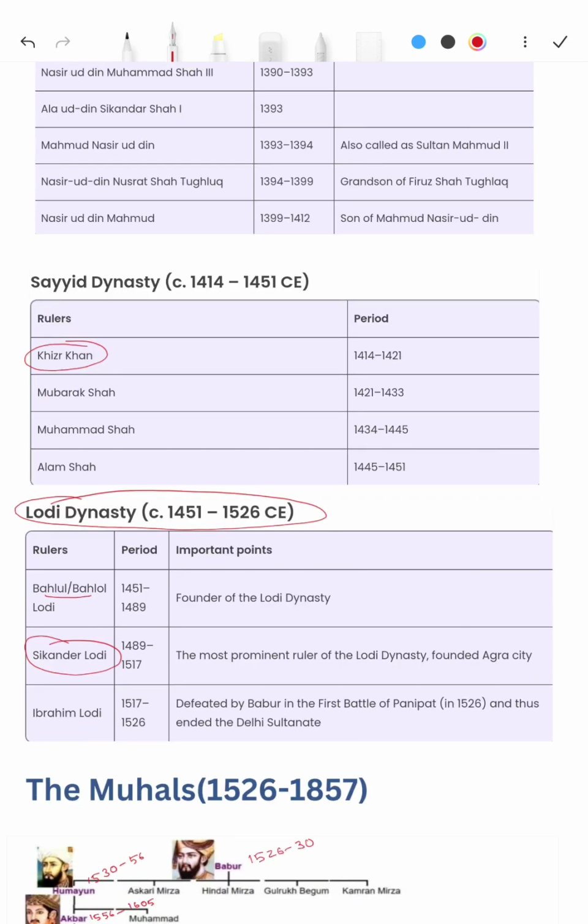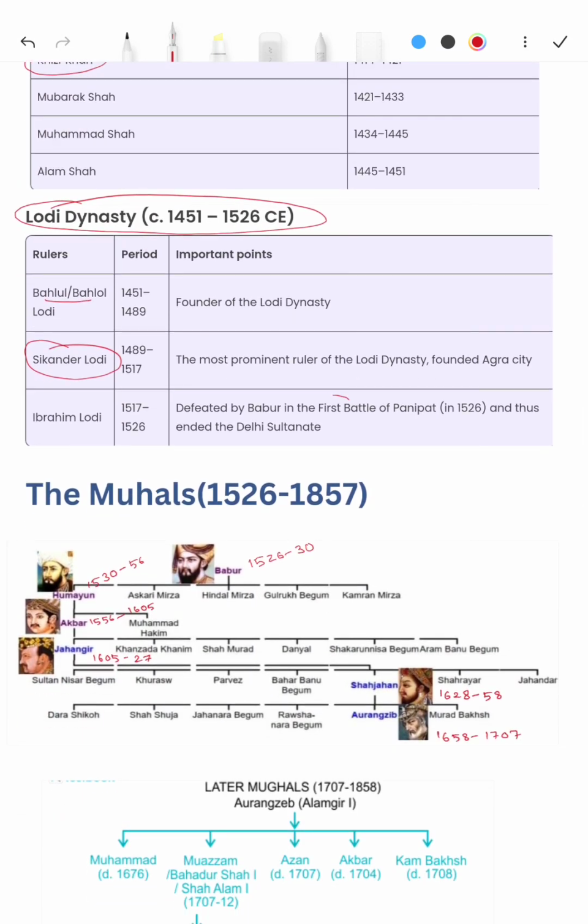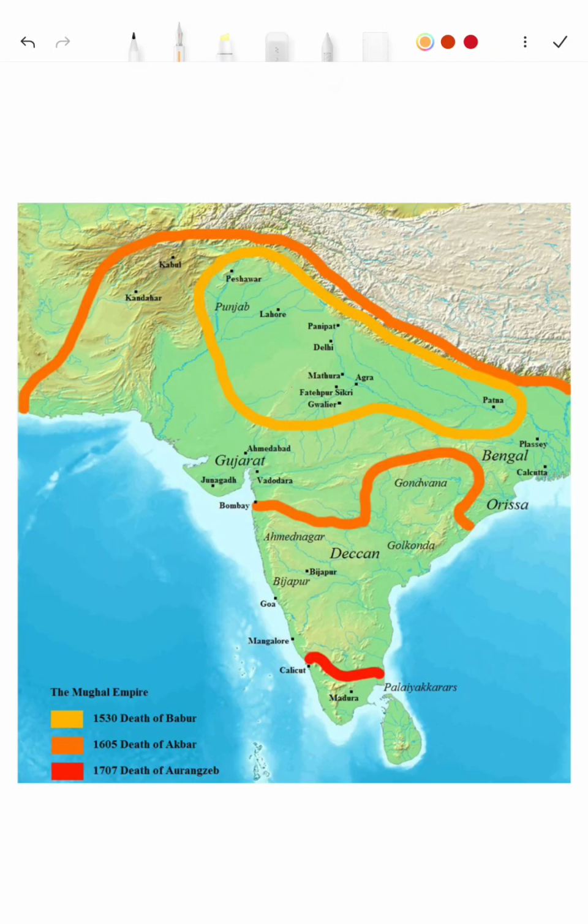Then we have the Mughals. The first battle of Panipat in 1526, in which Ibrahim Lodi was defeated by Babur, laid the foundation of the Mughal Empire in India. You can see the map from here, how the Mughal Empire expanded based on the time range of each emperor.